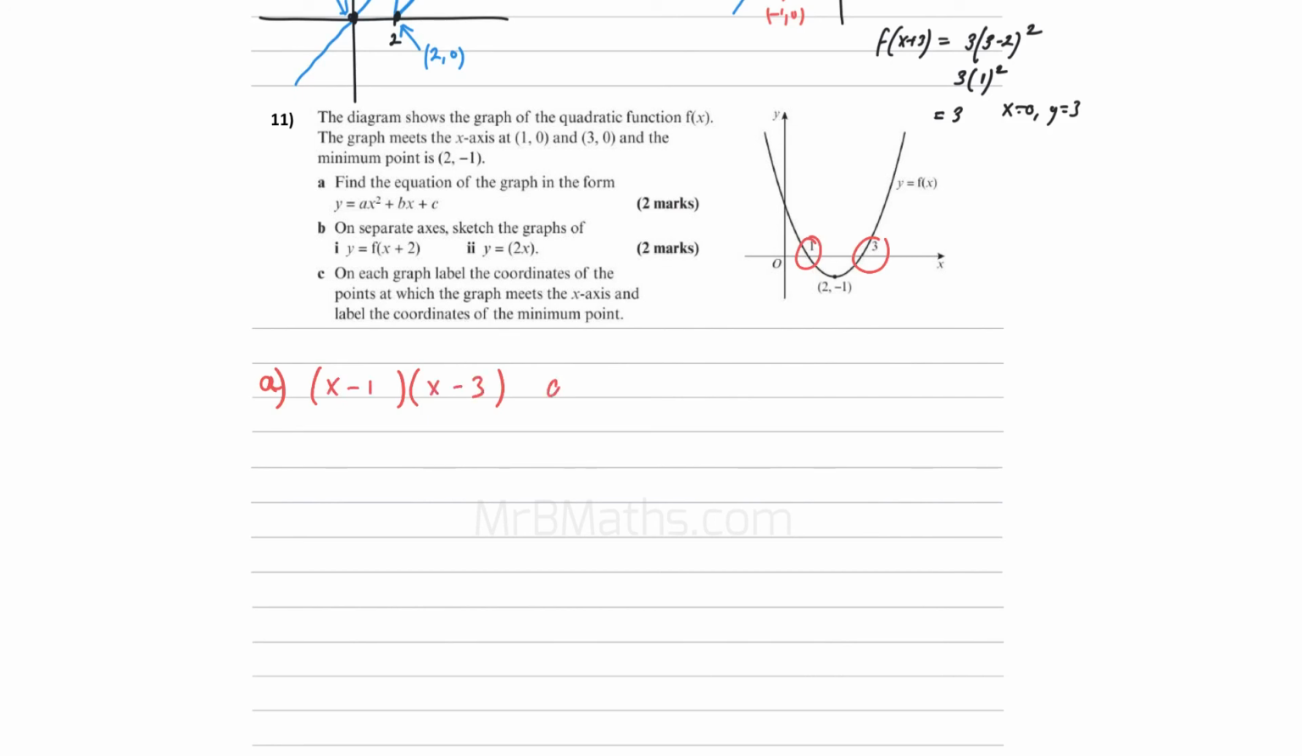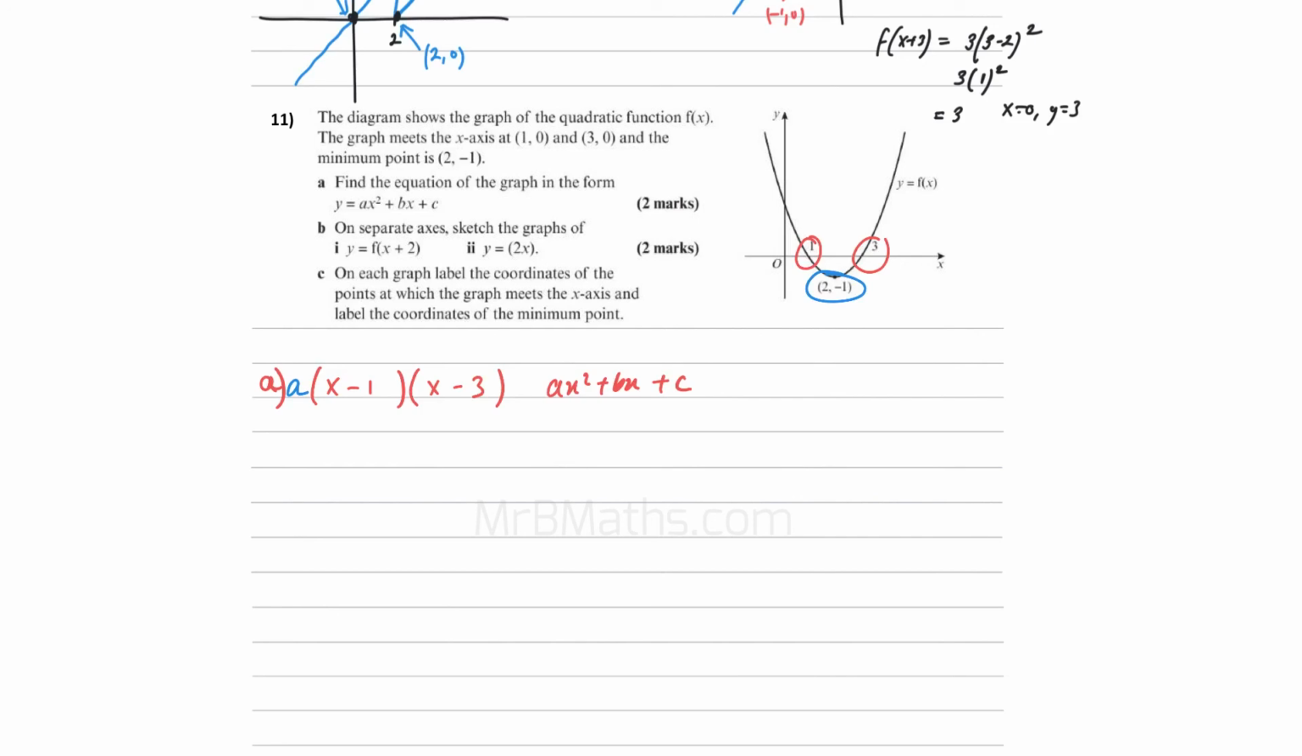Now we need to find it in the form of ax squared plus bx plus c. So just before we go and expand this out, we just need to do something else, and that is to place an a here, because we need to find out if it's just x squared or if it's 2x squared. We don't know. So what we can do is they've given us a value at the bottom of the graph, so the vertex of 2, -1, so we can substitute that in to work out some of these values.